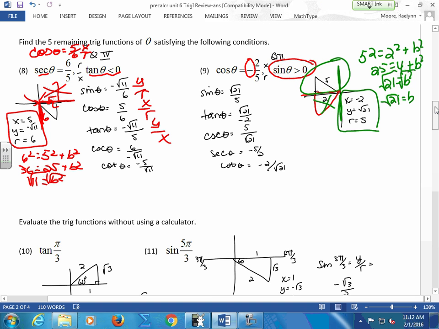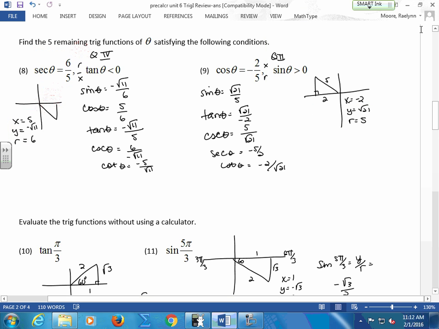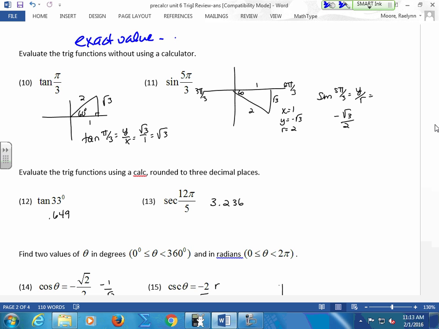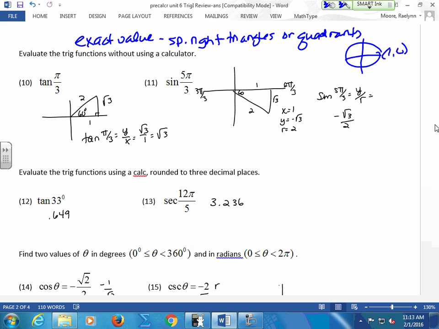Feeling good about this? Feeling okay? Okay, the next part, we get to your special triangles. Normally they'll say, find the exact values. I said don't use your calculator. These are your special right triangles, or your quadrantal angles. They're on your quadrants. They go off your unit circle. Over 1, down 1, up 1. And x is your cosine, the y is your sine.